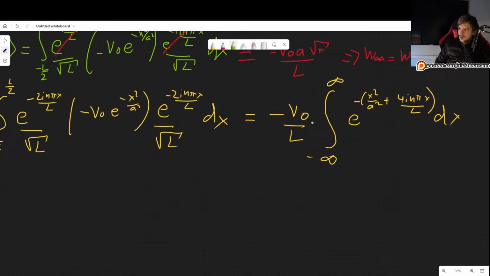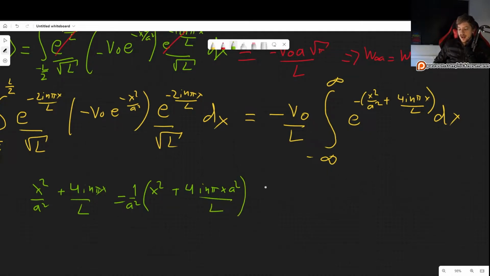So we need to take this thing, x squared over a squared plus 4i n pi x over L, and we need to complete the square. So how do we do it? Well, let's begin by isolating x squared. So we begin by saying x squared, and we factor out 1 over a squared, which means that we need to multiply here by a squared. So a squared L.